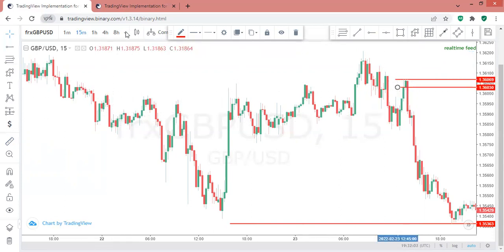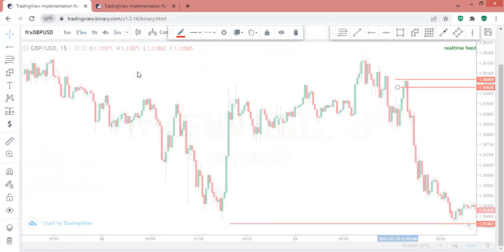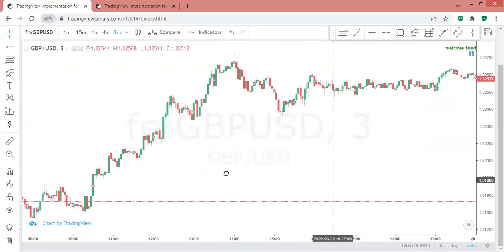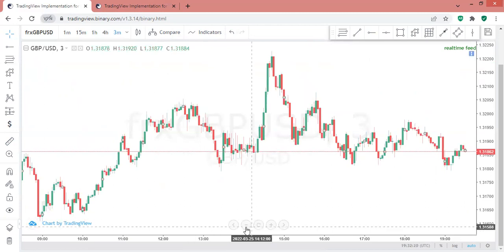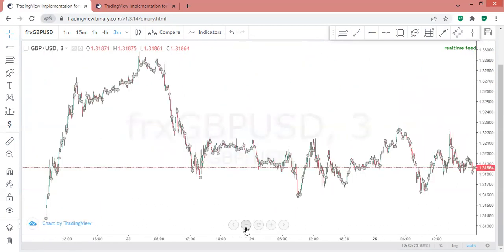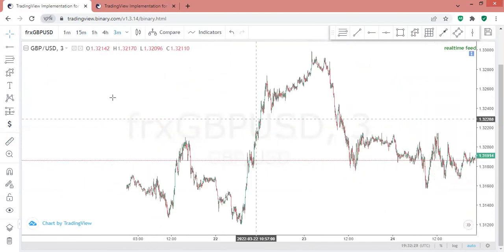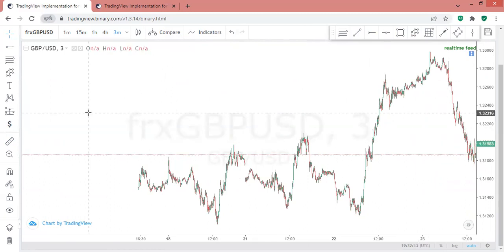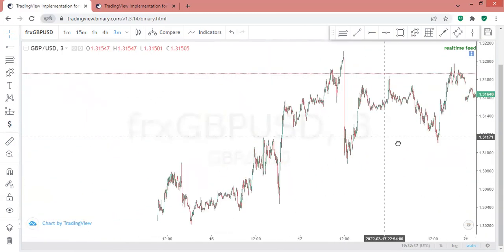Let's go to 3 minutes. Okay, this is 3 minutes. Let's see if I'm able to get it. I just hope it's going to show us that area. That 3 minutes will be very far away. Let's see if we'll be able to locate it.